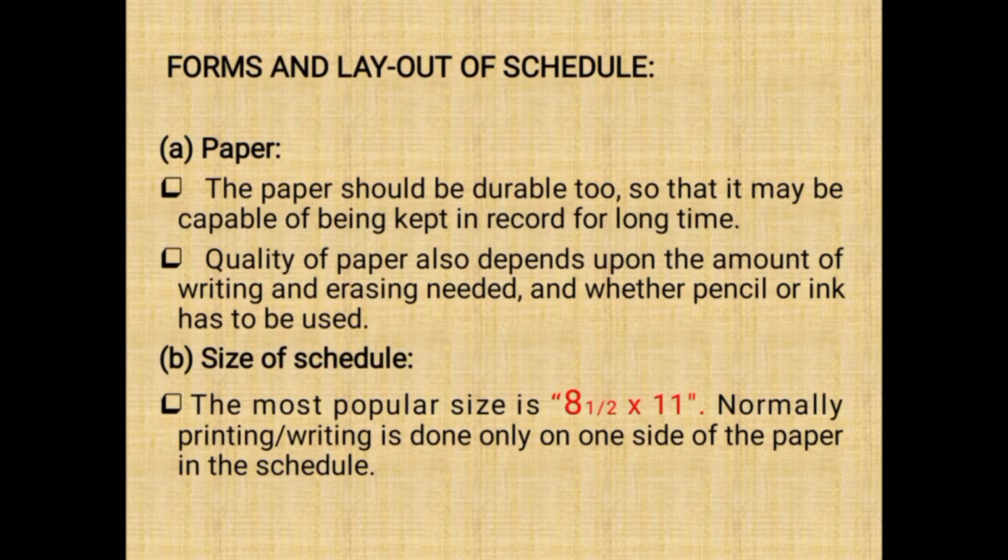Paper. The paper should be durable too, so that it may be capable of being kept on record for a long time. Quality of paper also depends upon the amount of writing and erasing needed and whether pencil or ink has to be used. Size of schedule. The most popular size is 8 inches by 11 inches. Normally, printing or writing is done only on one side of the paper in a schedule.